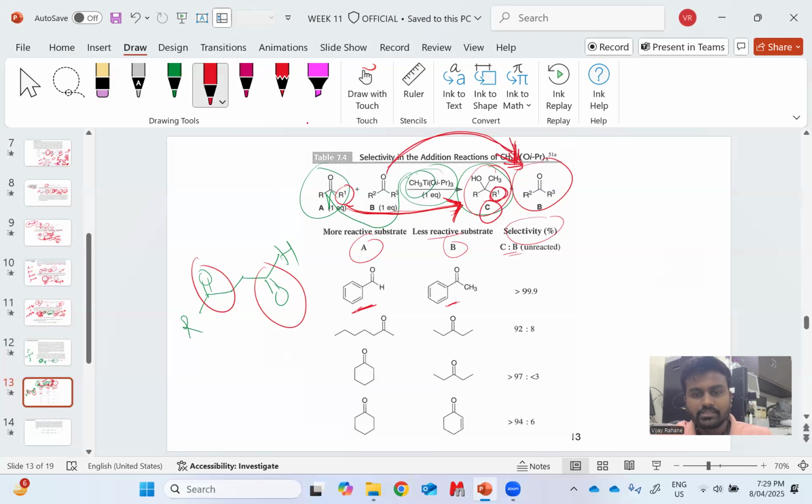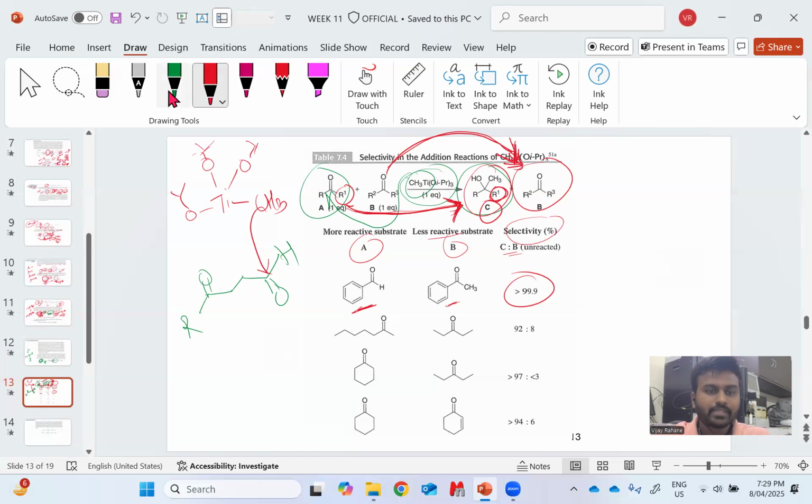So in this case, 99.9% of the reaction goes on the aldehyde, not on the ketone. So it selectively reacts on the aldehyde. This methyl transfer takes place selectively towards the aldehyde, not on the ketone. So you can see here this methyl is nearly 100%, right? 100% attacks on the aldehyde.